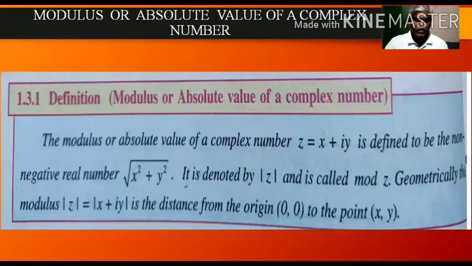The modulus or absolute value of a complex number z is equal to x plus iy is defined to be the non-negative real number under root x square plus y square.